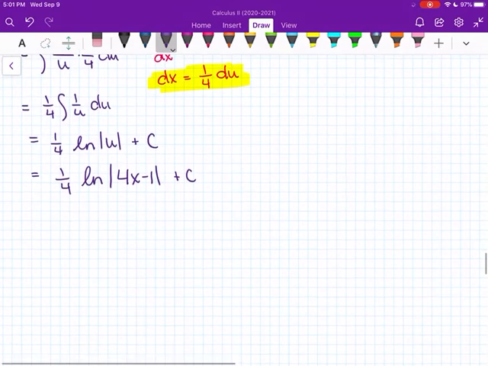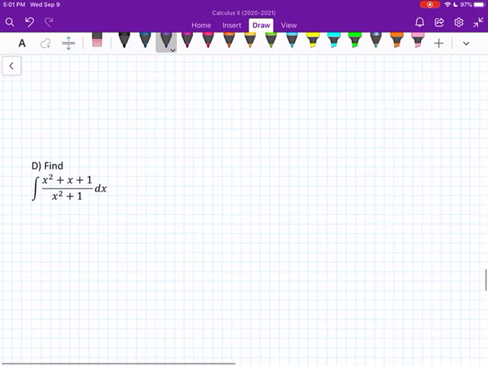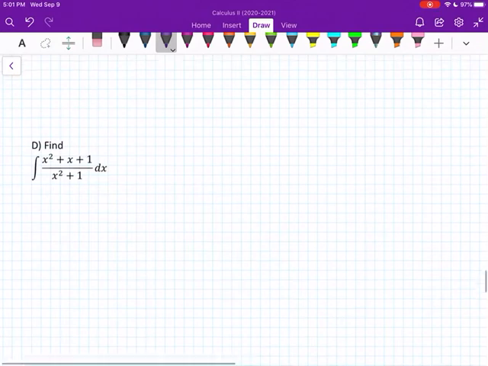Okay, next problem. Our next problem is a fraction where we have quadratics on both the numerator and the denominator. And a tip for these to make them simpler is to use long division if the degree of the numerator is the same or larger than the degree of the denominator.